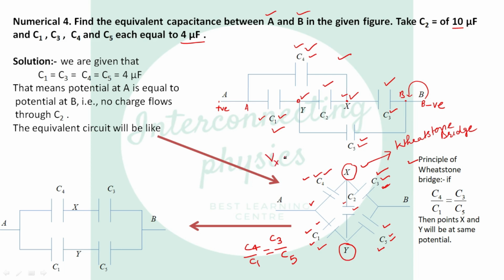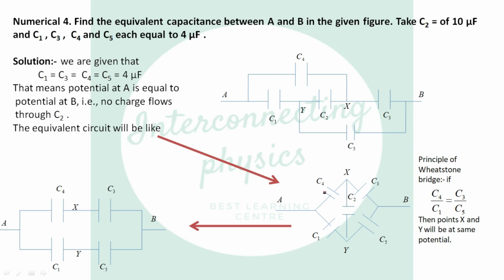If the potential at X is equal to the potential at Y, then we can ignore this C2. We can ignore C2 because here the potential is V, here the potential is V, so there is no potential difference. There will be no flow of charge from X to Y or from Y to X. That means we can ignore C2. This is called a balanced Wheatstone bridge: when the potential at X equals the potential at Y and we ignore C2.